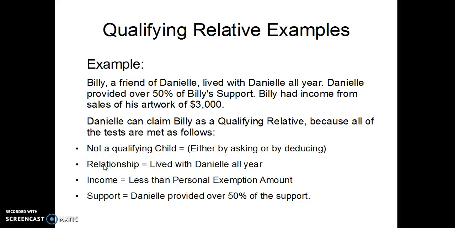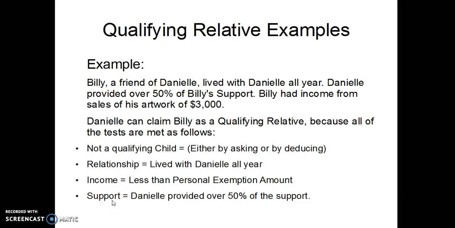Relationship: they're not related by blood, but again, it doesn't matter because the relationship test says if the person lives with the taxpayer for the whole year, they qualify. In this case, they did, so they meet the relationship test. Income has to be less than the personal exemption amount, which it is because the personal exemption amount is $4,000 for 2015. The last is support.